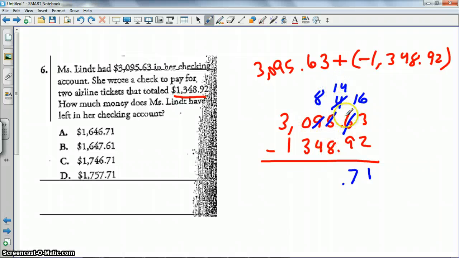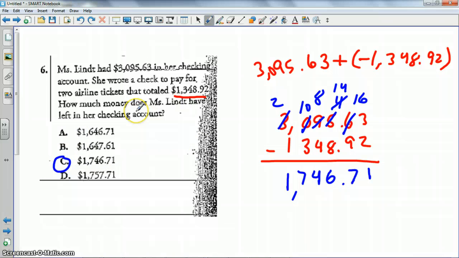If you are unsure about this, talk to me so I can try to get you help, because this is pretty basic, but there are people who forget, so let me know if you need help with that. 14 minus 8 is 6. 8 minus 4 is 4. Once again, we can't subtract 0 minus 3, so we make it a 10. Make that a 2. 10 minus 3 is 7. 2 minus 1 is 1. So $1,746.71, which is C. So there's 3 of your problems.